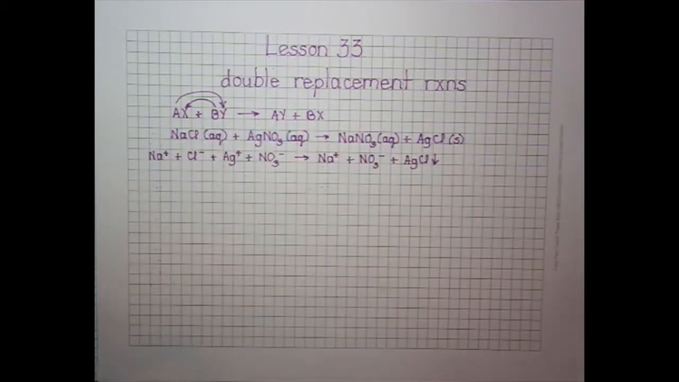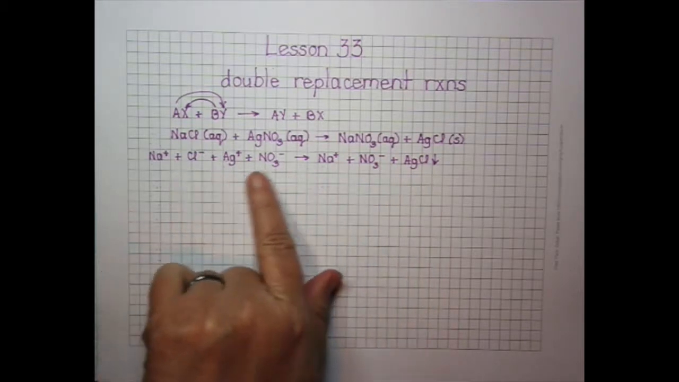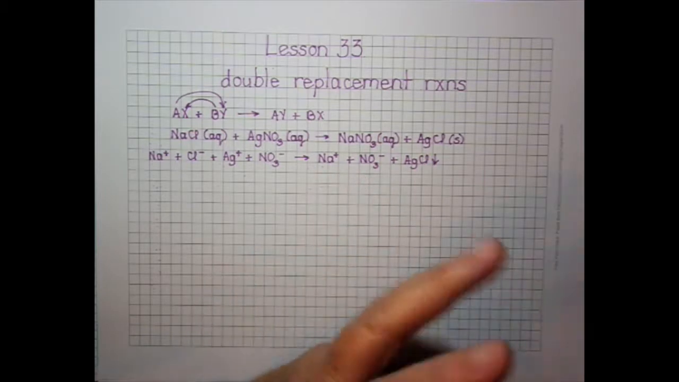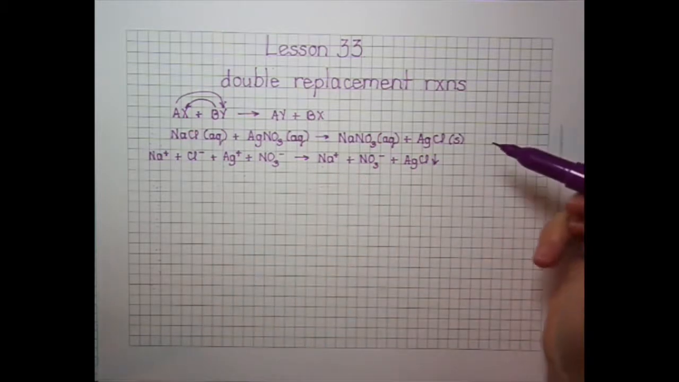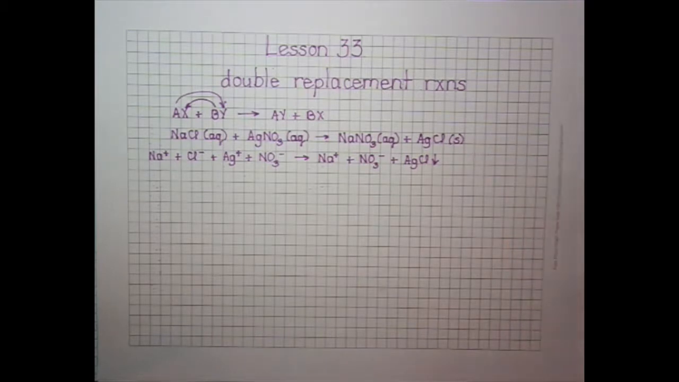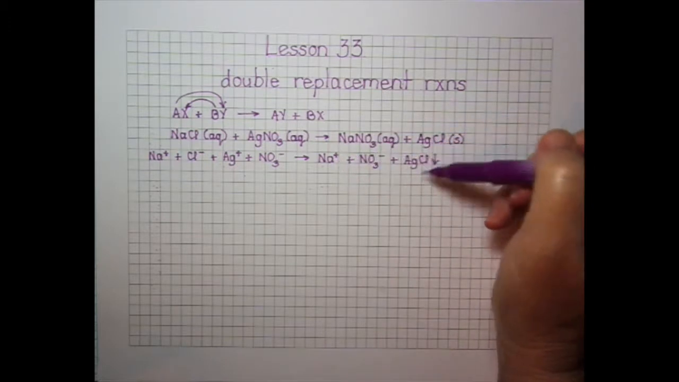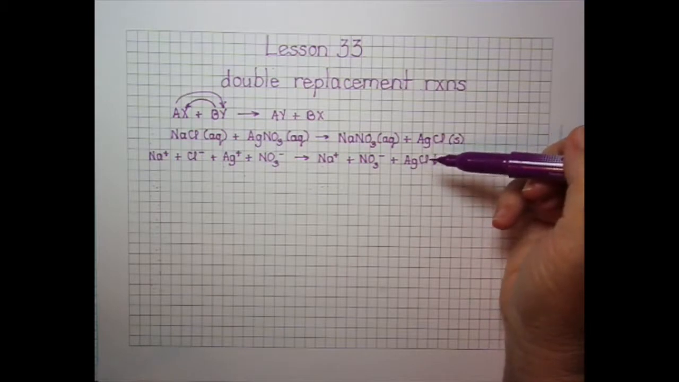So the secret to the whole thing, the driving force behind the whole thing, is the fact that this silver chloride is not soluble. Other than that, we had separate ions, and there's not much to it. This form of the equation is the molecular form, even though these are not actually molecules, they're salts. This is the complete ionic equation, where we've written as ions the things that are actually ions, and we've written as a formula the things that are not.